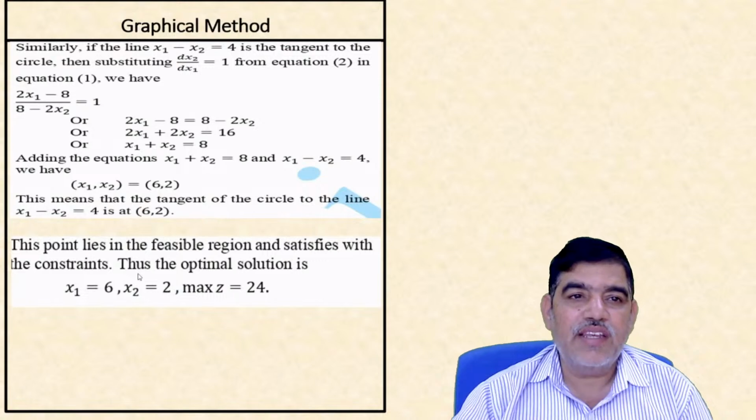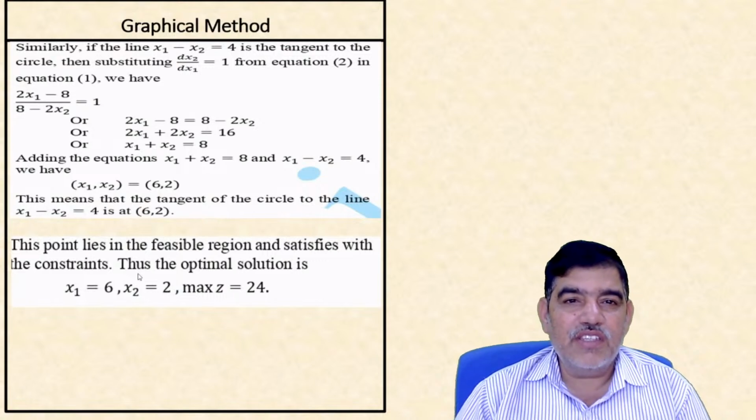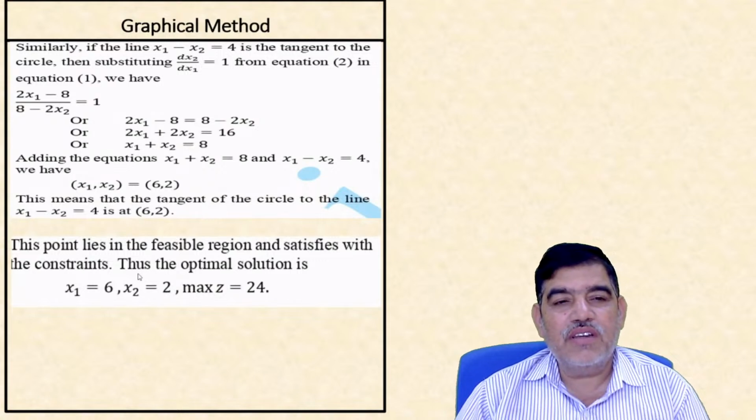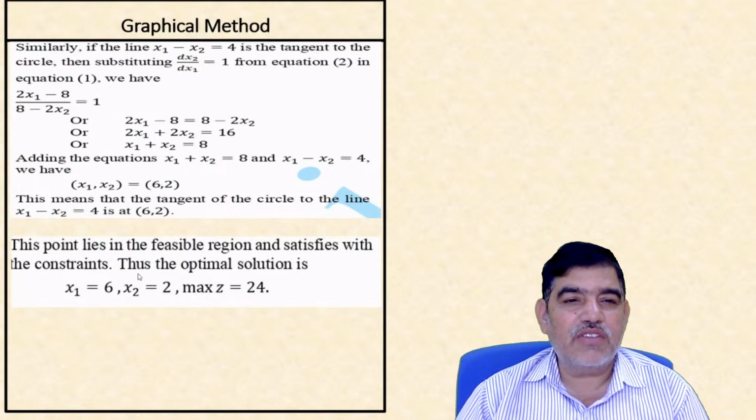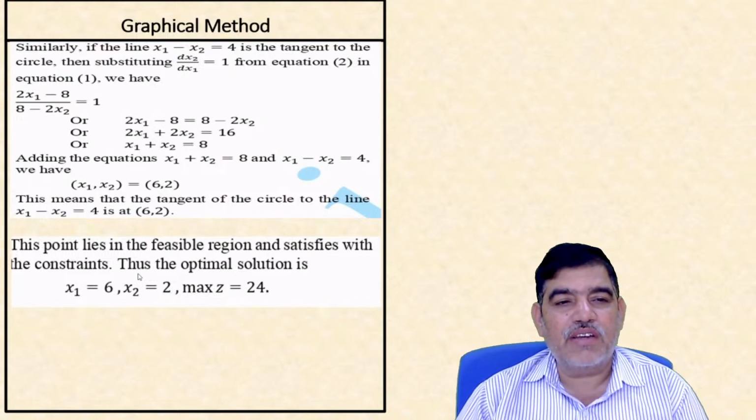Similarly, if the line x1 minus x2 equal to 4 is the tangent to the circle, then substituting dx2 with respect to dx1 equal to 1 in the equation (2x1 minus 8) divided by (8 minus 2x2) equal to 1, by cross multiplication and opening the bracket, we get 2x1 minus 8 equal to 8 minus 2x2. Again, 2x1 plus 2x2 equals 16, so x1 plus x2 equal to 8.